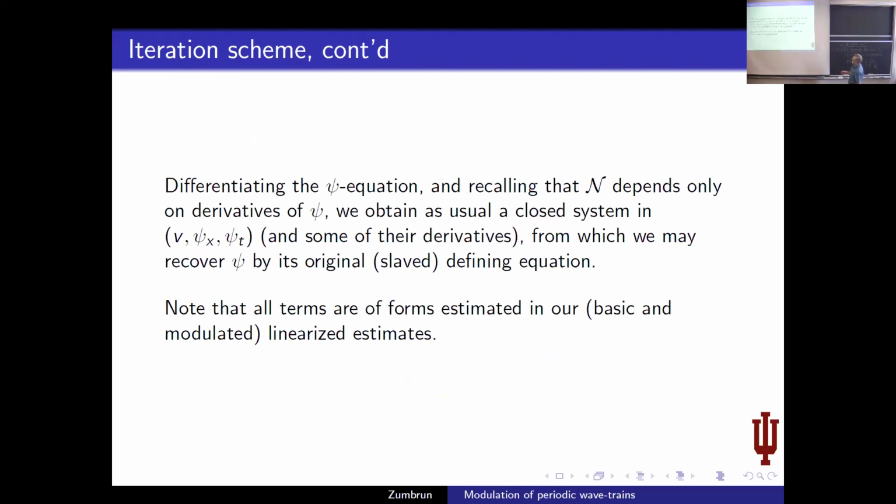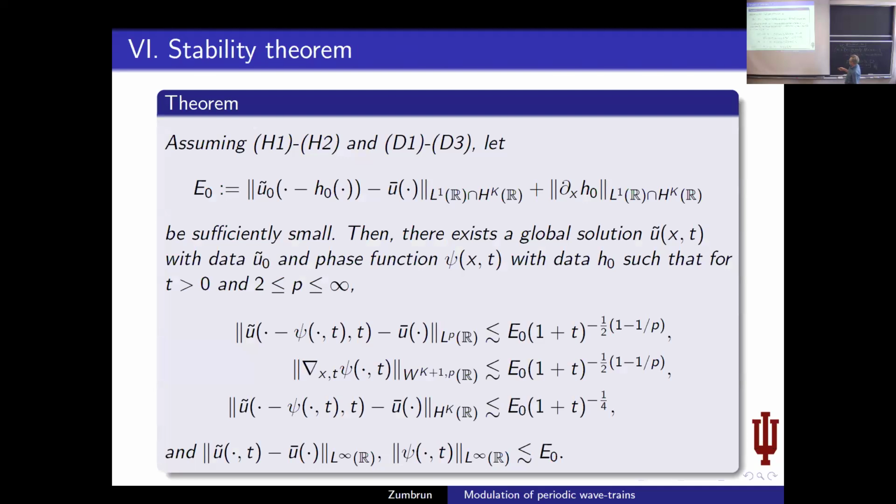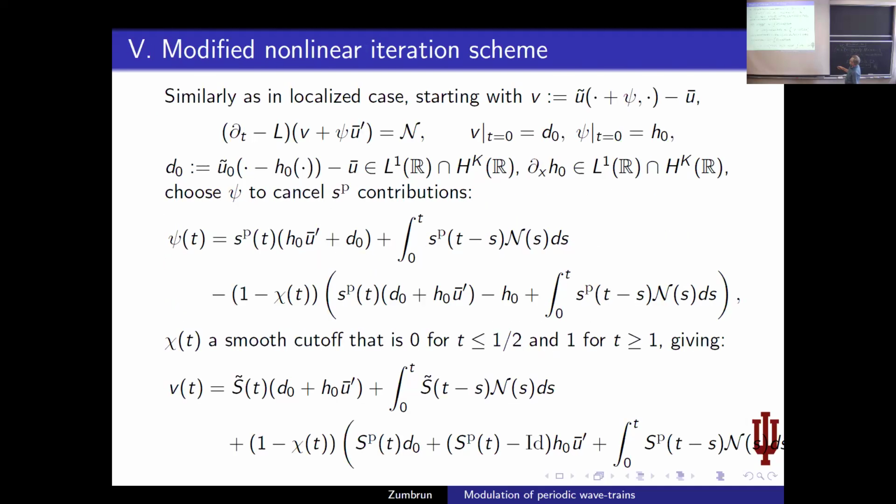We differentiate the psi equation in x and t. And we remember that n, the nonlinear source term, is the solution operator applied to the data, the homogeneous part, plus the inhomogeneous part, which is the Duhamel formula for the solution operator applied to the nonlinear source term. The nonlinear source term came from the cancellation estimate. It depended on V and derivatives of psi, not on psi itself.